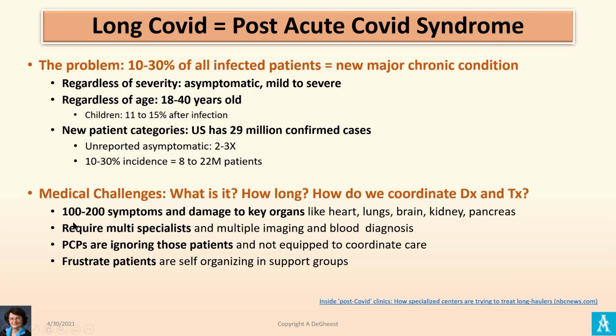And they report between 100 to 200 different symptoms with organ damage to the heart, the lungs, the brain, the kidney, and the pancreas. Pretty much everything in the body that has an ACE2 receptor, which is pretty much everywhere, is damaged by the virus. It unfortunately requires help from multi-specialists with multiple imaging and blood diagnostics and testing, which of course is what we're terrible at in the US, this integration of care. As a result of that, most of the primary care providers have been ignoring those patients there. So there's extremely high frustration, anxiety, and depression in that population.